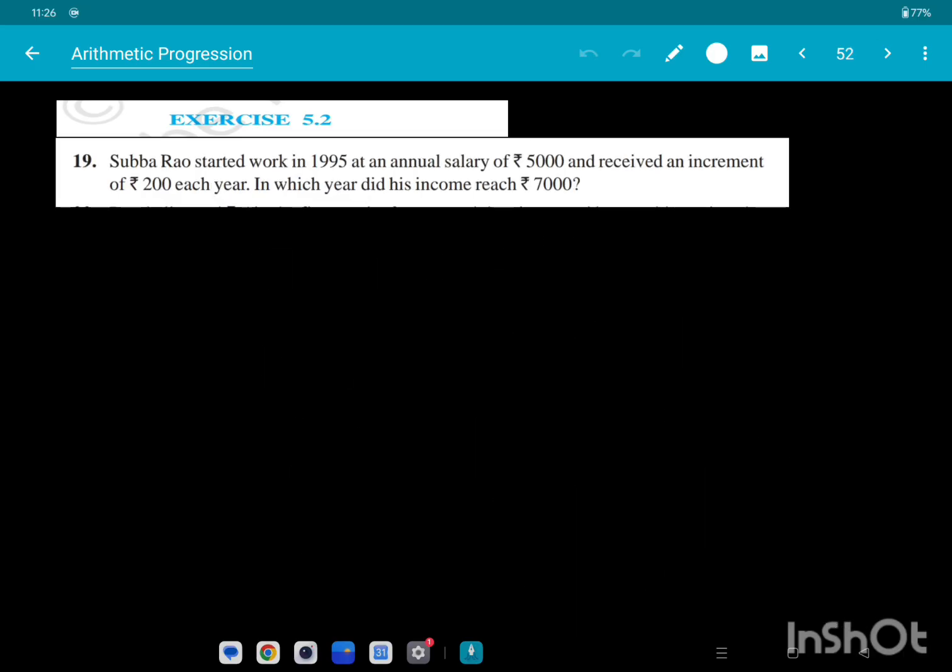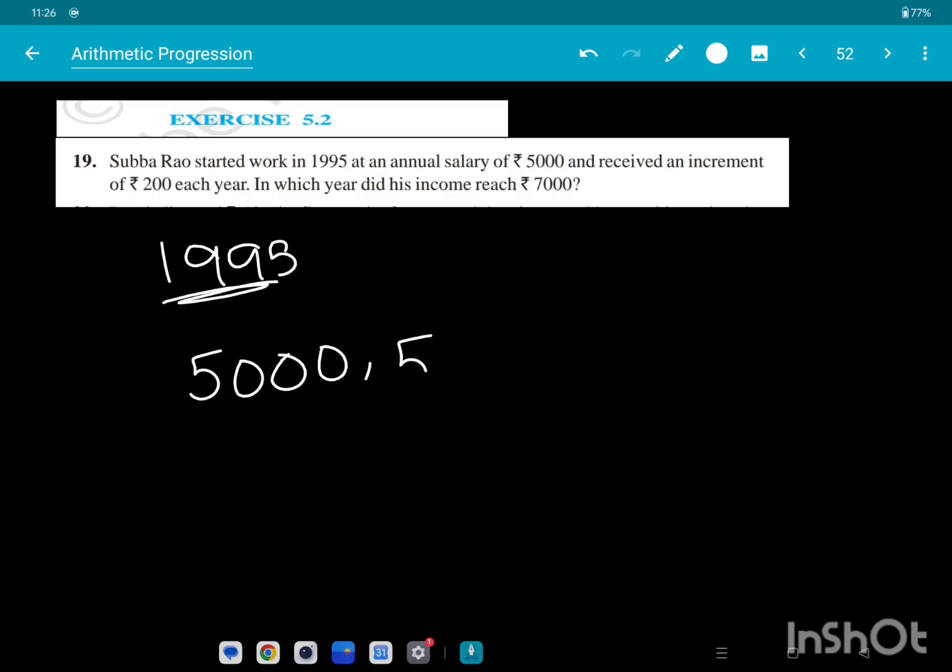Now move on to the next question. Subbarao started work in 1995 at an annual salary of 5,000 and received an increment of 200 each year. In which year did his income reach 7,000? So in 1995, his income is 5,000. After every year, his income will increase by 200, which means 5,200, 5,400 and so on.